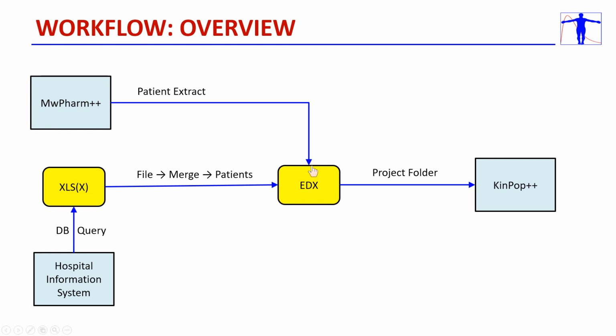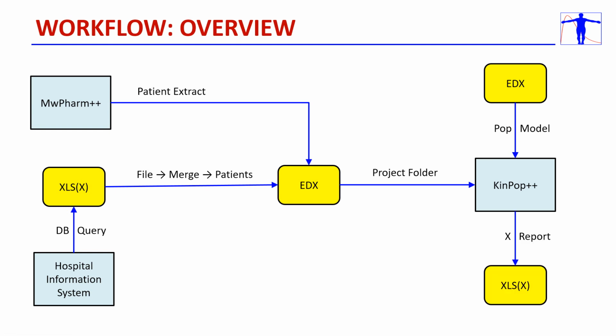So once we have the data in the project folder, we load our EDX population model, so the model we want to analyze with that data. And what happens is that during the process, the data contained in these data files are copied to the population model and duplicated for each patient. So when we're done with analyzing, we will typically generate a report by clicking the X button, and then you also get an Excel spreadsheet with all the output.